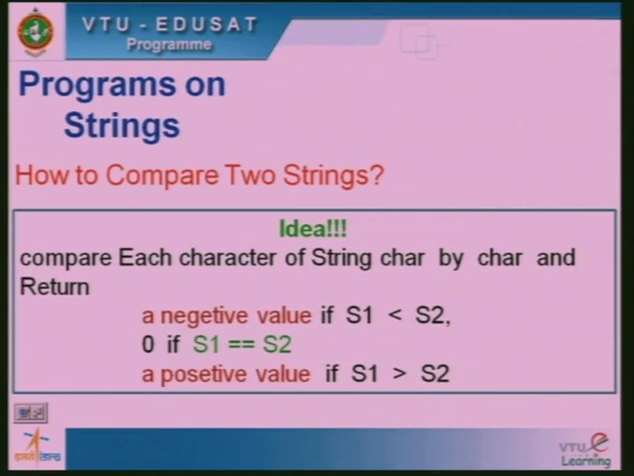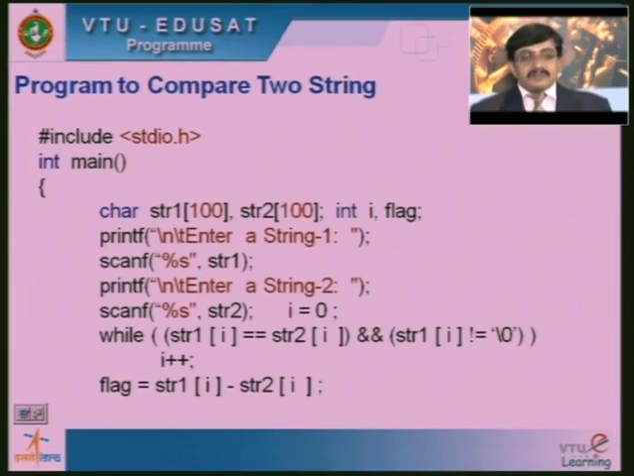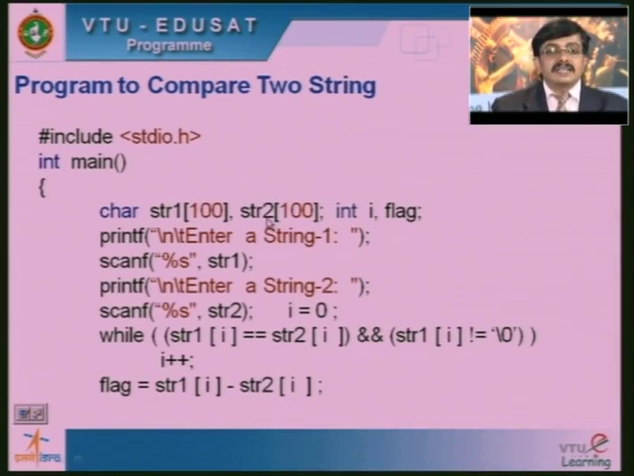Now if you want to program this logic, we have to declare two strings here, STR1, which is an array of 100 characters, and another string STR2, which is again an array of 100 characters. Then I have to take two variables, i and flag. The flag is the return value. That return value I am storing in a variable called flag, and i is the for loop iterator, where I have to compare characters one by one between string 1 and string 2.